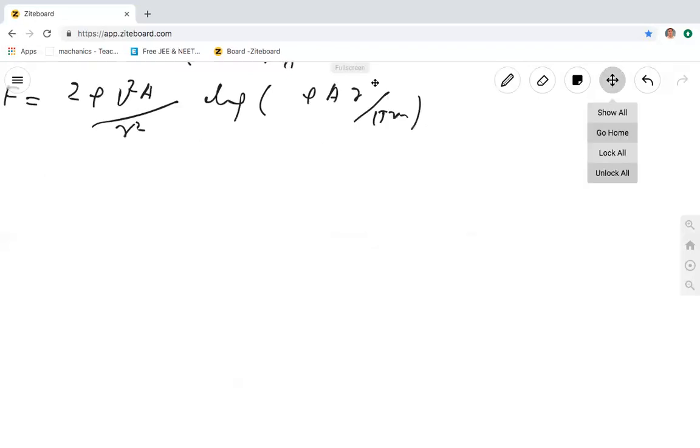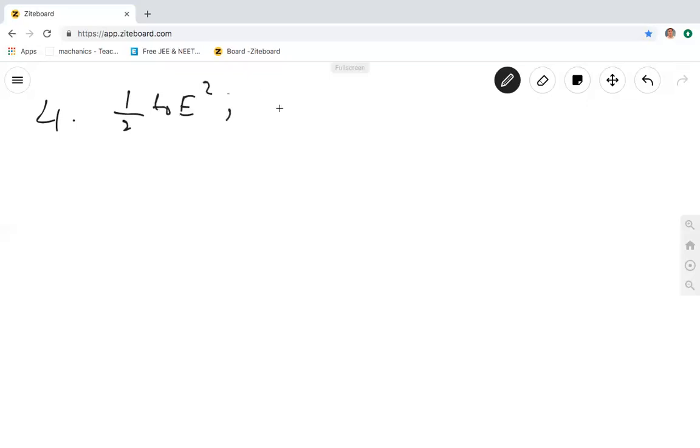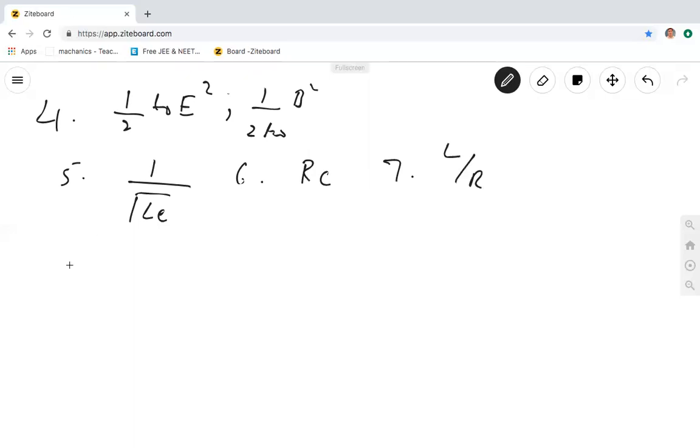Fourth question. Find dimensional formula for 1 by 2 epsilon 0 E square, 1 by 2 mu 0 B square, where E is electric field, B is magnetic field. Fifth, dimensional formula for 1 by LC. Sixth, find RC also. Seventh, find L by R also. Eighth, find E by B also. Ninth, find G epsilon 0 also. 10th, find electrical flux by magnetic flux also.